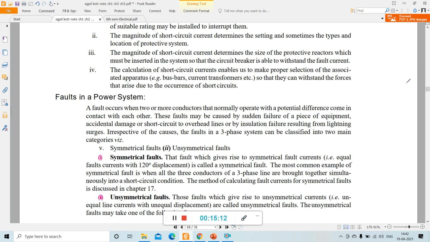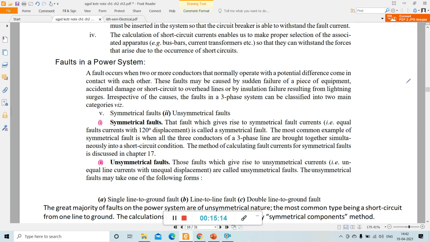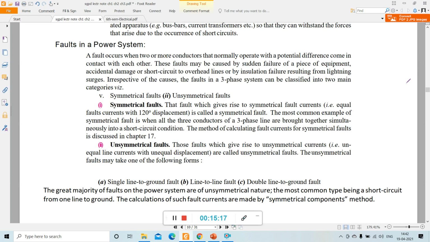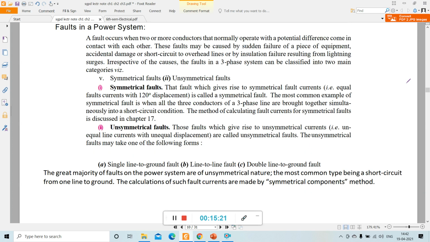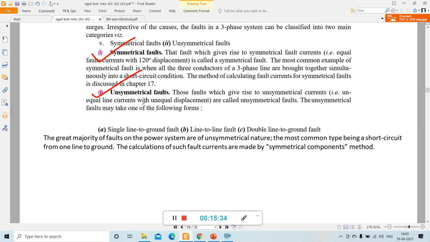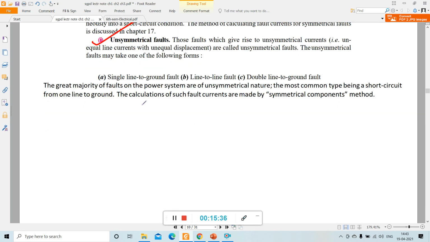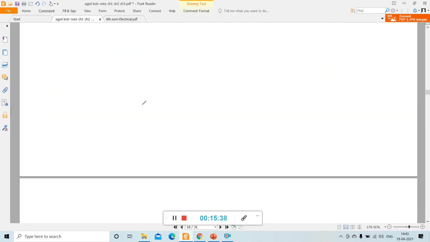The next one is faults in a power system, meaning the types of faults. The types of faults are symmetrical faults and unsymmetrical faults. These are the two types of fault. Under these, what exact types of faults happen in the system, we will discuss everything in detail in the online class.